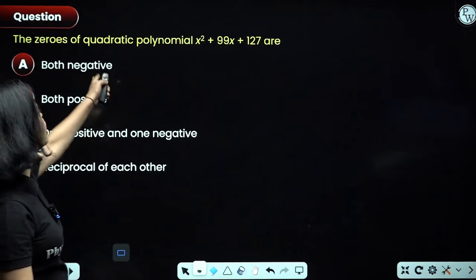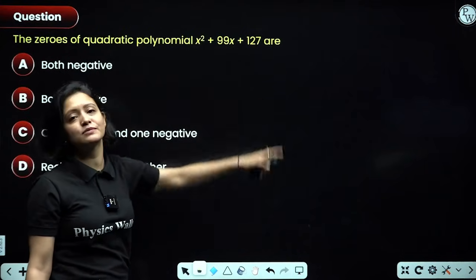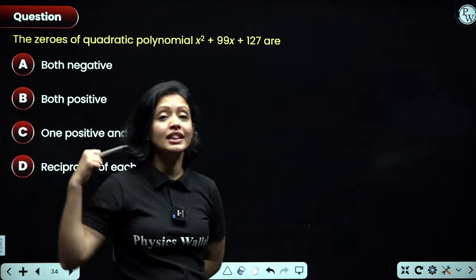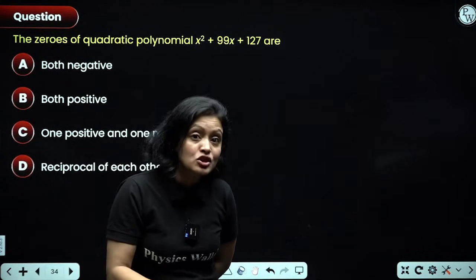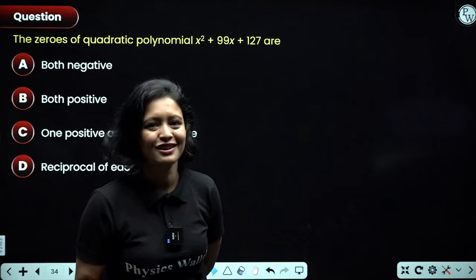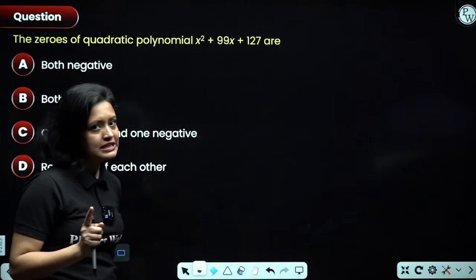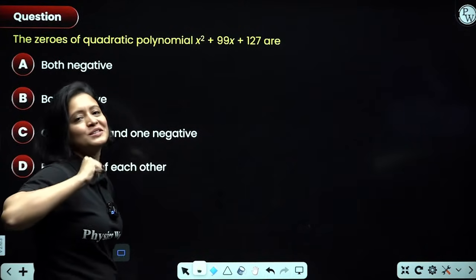The zeros of the quadratic polynomial x square plus 99x plus 127 are. Now, in the options, you can clearly see that all we need to find out is the signs of the zeros, not the exact value, right? So, how can you find the signs? Again, let's use the relationship concept, right?